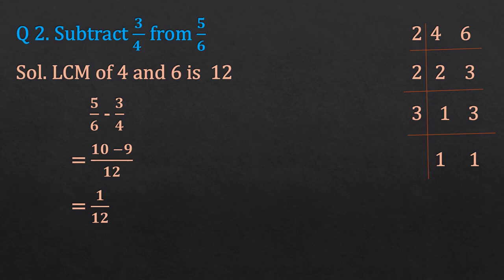Minus sign is given, we have written the minus sign. Now divide 12 by the denominator of the second fraction. What do you get? 3. 4 3s are 12. Multiply 3 by the numerator. That is 3 3s are 9. Okay, so it is 10 minus 9 equal to 1. So the fraction is 1 upon 12. Understood?